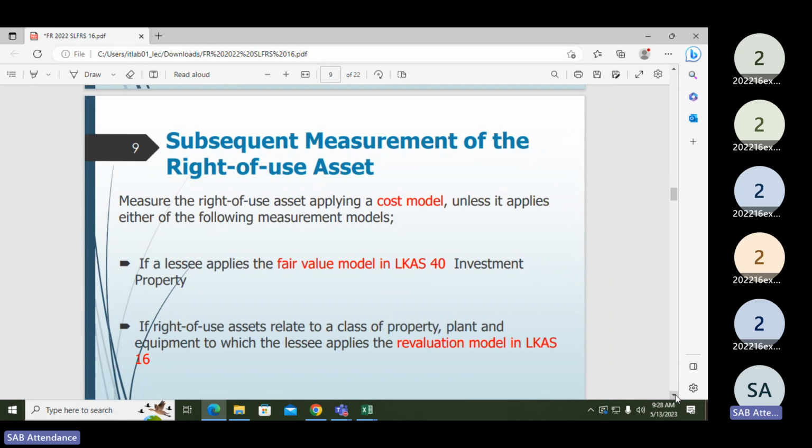So subsequent measurement. Now, for the subsequent measurement of the right of use asset, you can follow the cost model, or basically the revaluation model or fair value model. The cost model is the same as the PPE cost model: cost minus accumulated depreciation, right? Cost minus accumulated depreciation.